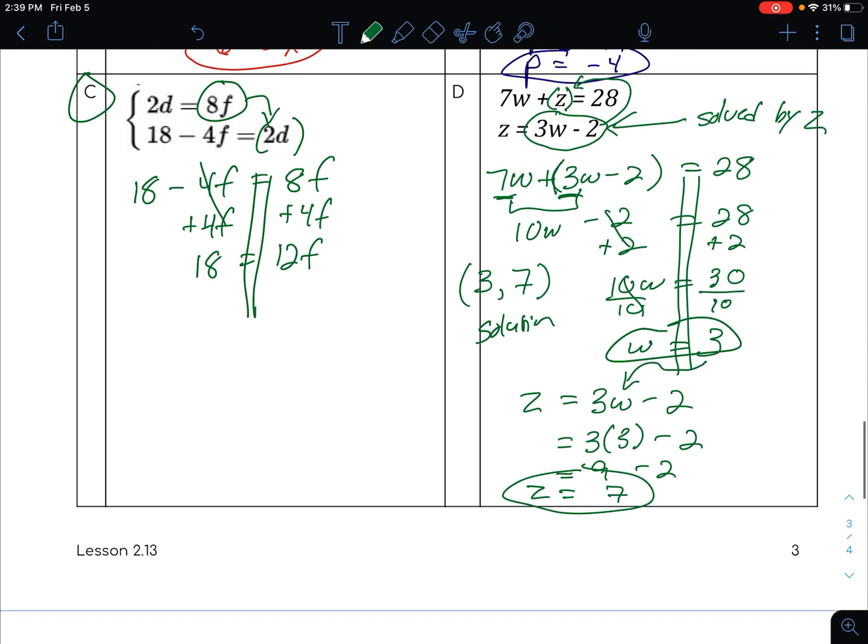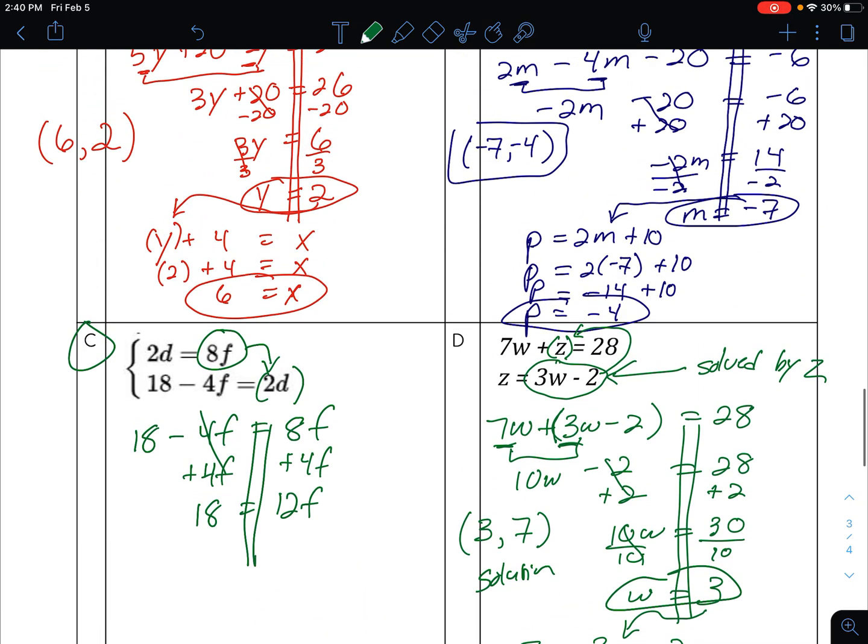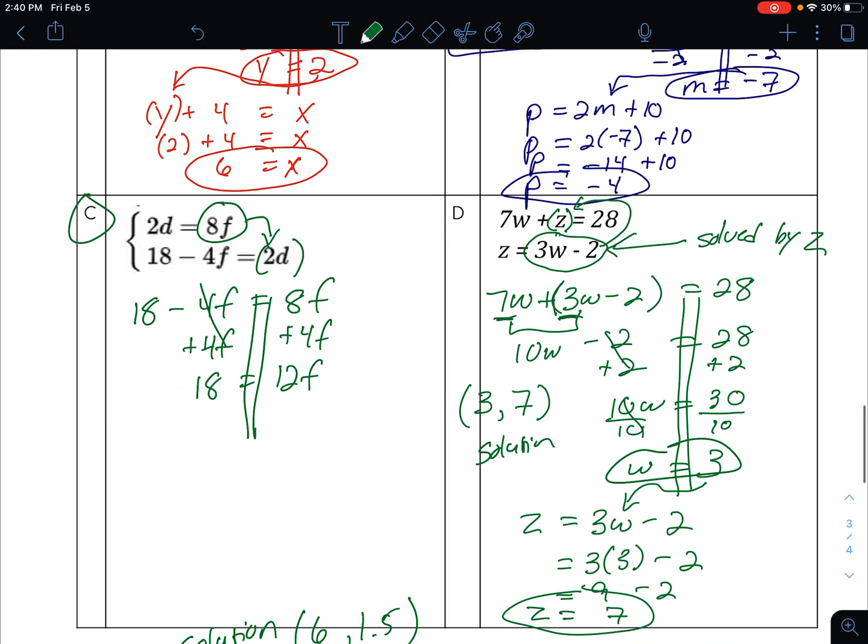I'm going to let you guys go ahead and do the rest of that problem. If you do it correctly, you should eventually get a solution of 6, 1.5. So see if you can make that happen. See if it turns out to be 6, 1.5. And I think that's all we'll do with this page.